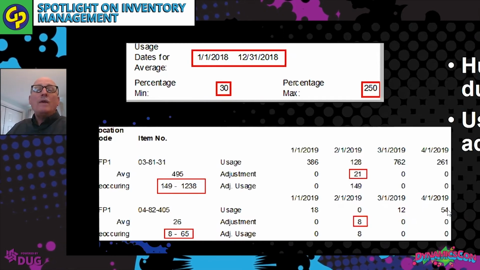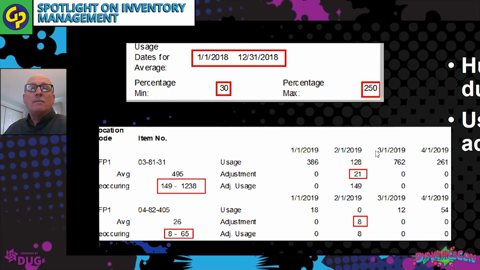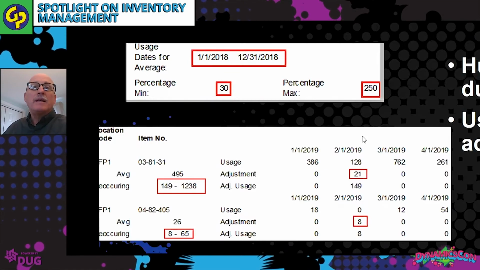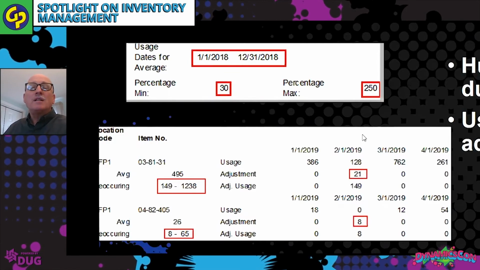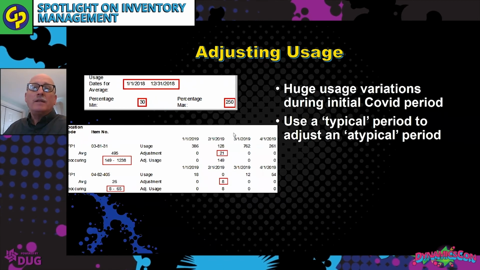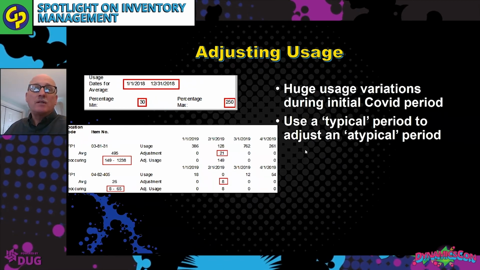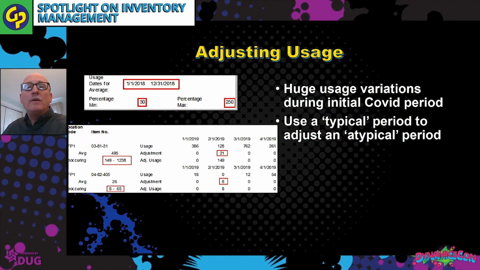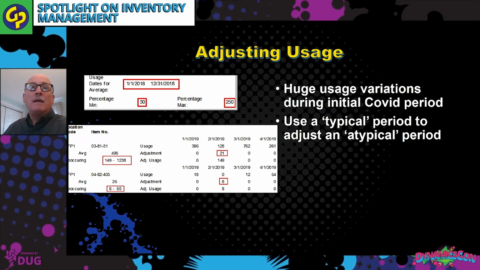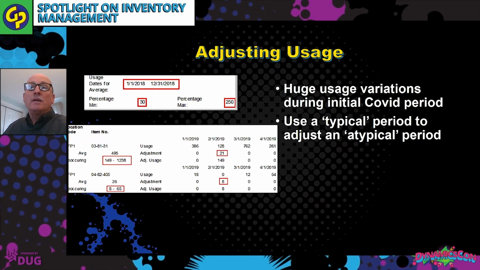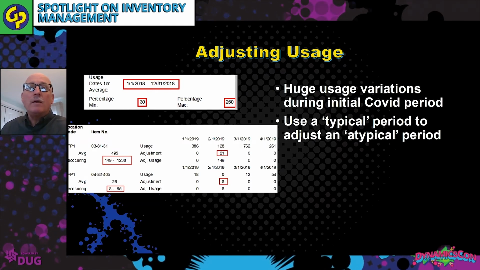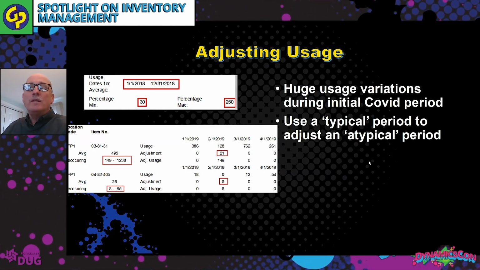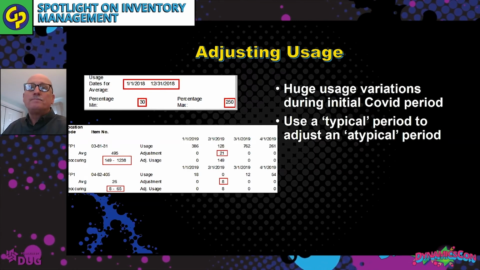So what we have is a way to use some rule of thumb, right? Of I want to look at my typical period, and I want to set some boundaries for adjusting my atypical period. And this is what we found a lot of people are doing: making these adjustments across many items using this typical period as a guide, and my input of my minimum percentage and my max percentage to be able to narrow down how that adjustment is made. So that's an example of when you would make some usage adjustments.